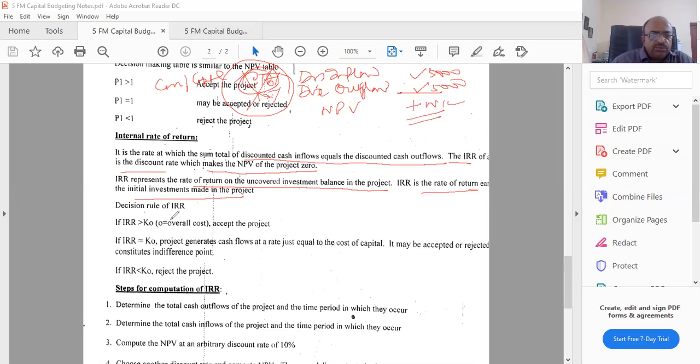Decision making, how do you do it? If IRR is greater than the overall cost of capital, accept the project. If IRR is equal to this, the project generates cash flows at the rate just equal to the cost of capital. It may be accepted or rejected; it constitutes the indifference point. If IRR is less than Ko, reject the project. These are the steps you have to understand.